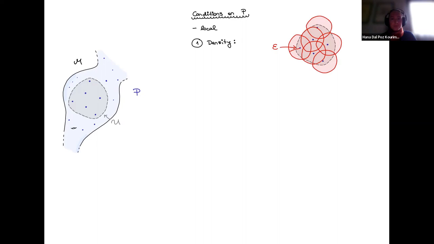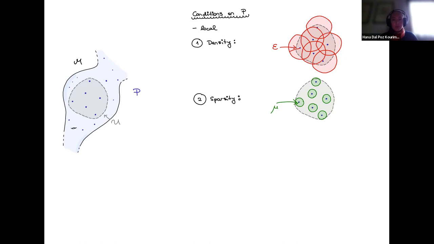Right. The second thing was that we don't want too many points, or in other words, well, it's not exactly in other words, but it's similar. We do not want points to be too close together. And this is quantified by the sparsity parameter, mu. So you do the same thing. You take the points in the neighborhood, and then you draw a ball of radius mu around each of the points of the point cloud in the neighborhood. And the condition here is that these balls should be disjoint.